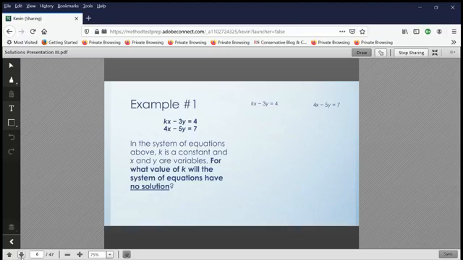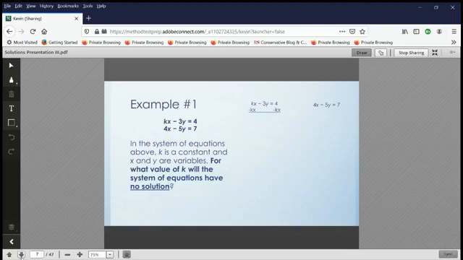So I'm going to start with my two formulas. I have kx minus 3y is equal to 4, and then I have 4x minus 5y is equal to 7. So let me start with the one on the left. Again, I need to get into y equals mx plus b format. Now this is where my algebra is going to come into play, because what I need to do is get that y by itself.